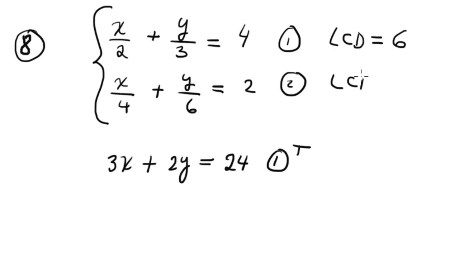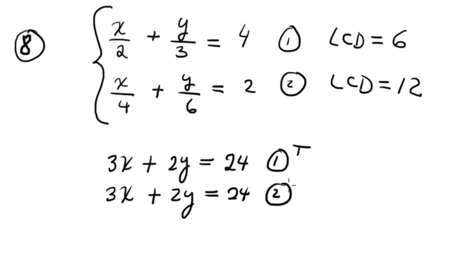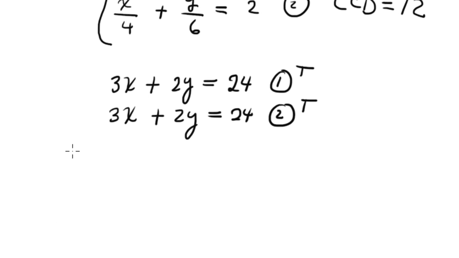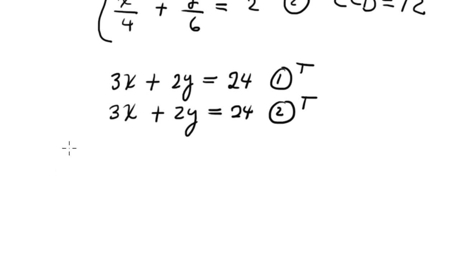And likewise, the LCD in the second is 12. Multiply 12 times everything, and we get 3x plus 2y is equal to 24. This is equation number 2 transformed. And you see they are identical equations. One more time, it's a dependent system, the equations are the same. Now we have, one more time, infinitely many solutions.